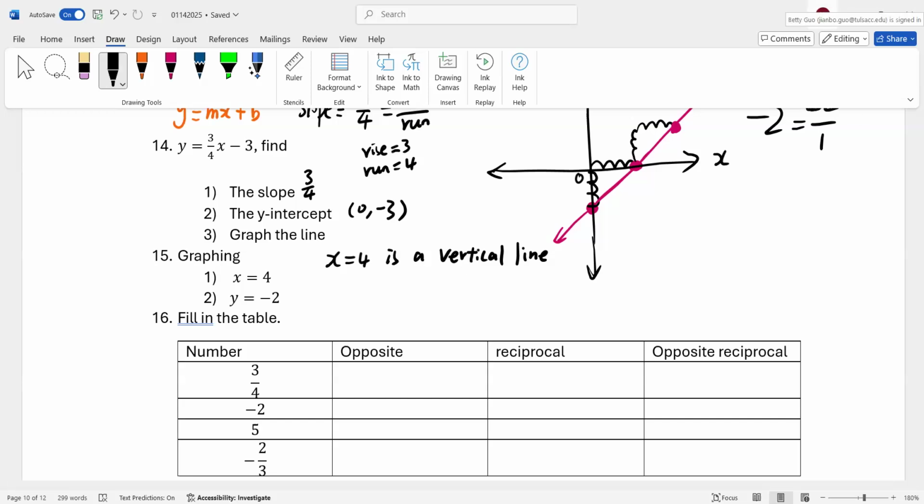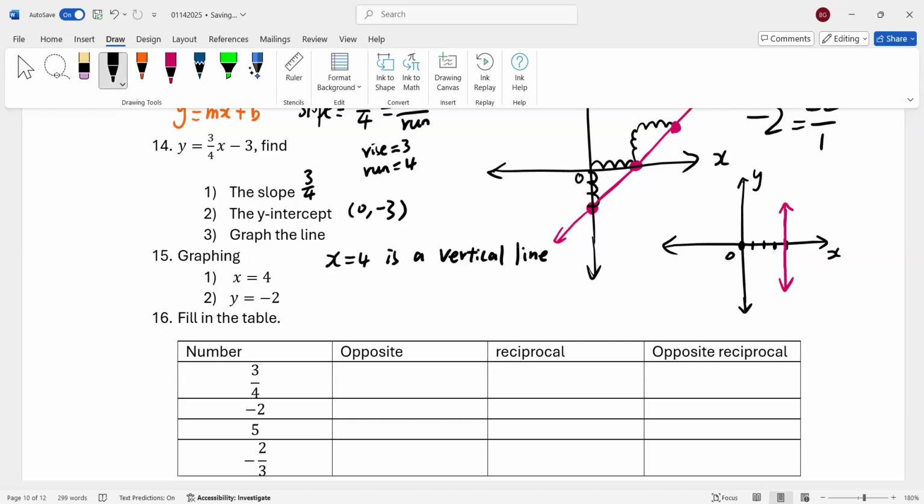And how do we graph the vertical line? Here, x equals 4. How do we graph it? In a rectangular coordinate system, this is the x, right? This is 0. So this is x equals 0, x equals 1, x equals 2, x equals 3. Here we go. X equals 4. At x equals 4, draw a vertical line.